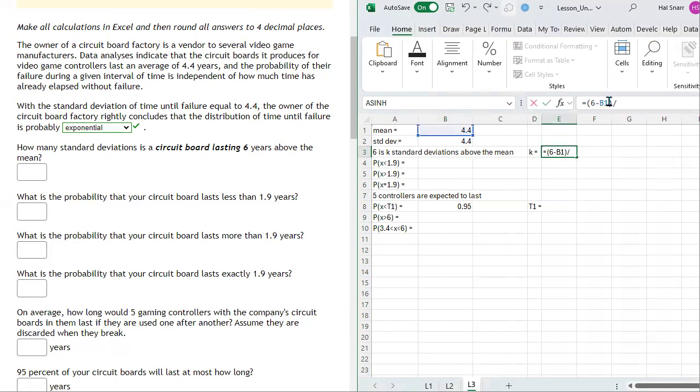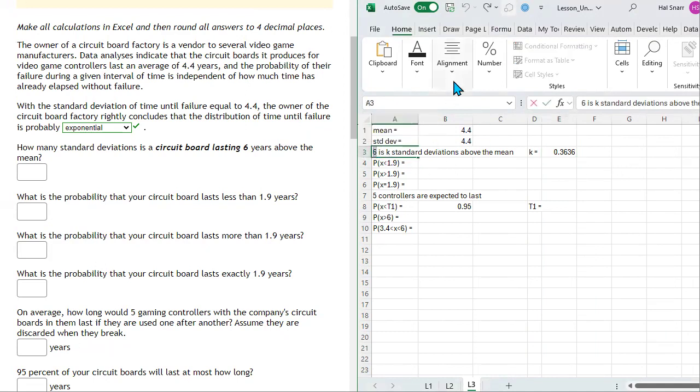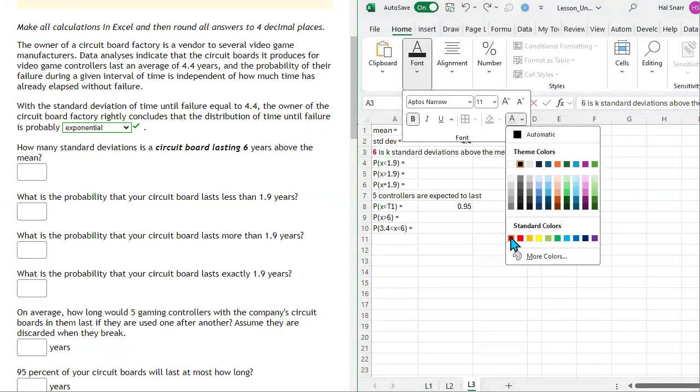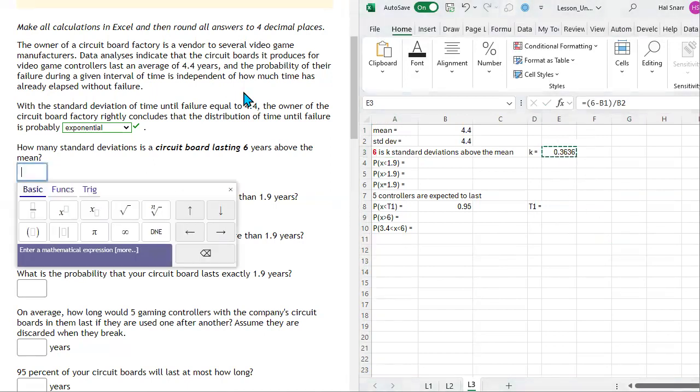We're going to divide that by the standard deviation, which is in years as well. So we got years divided by years. So that means the z-score is unitless. And we need 4 decimal places. So the z-score is 0.3636. It's positive. The reason why it's positive is because 6 is greater than the mean, right? 6 is greater than the mean. So that's why the z-score is positive.